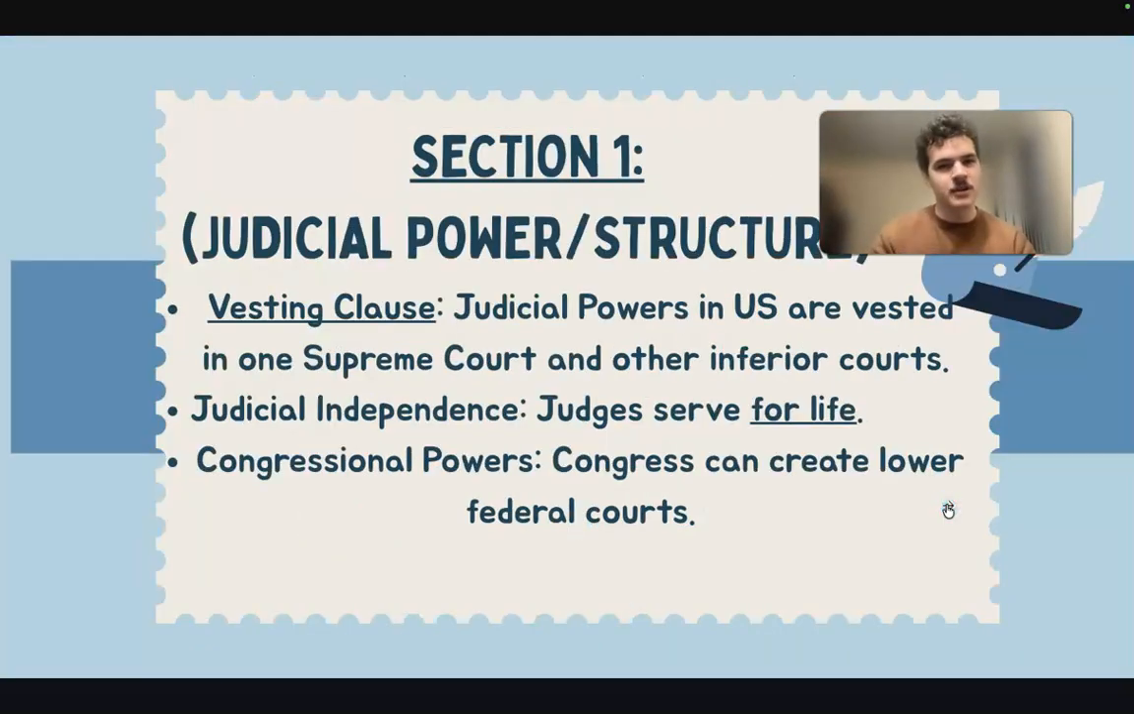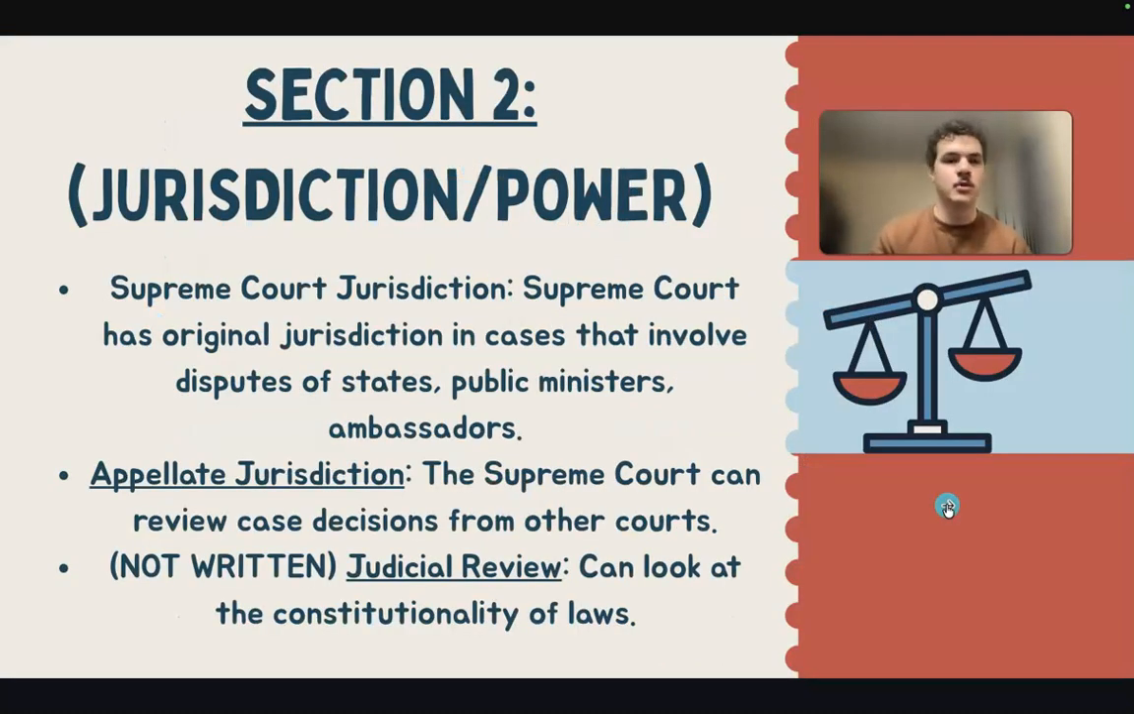Section 1, so there's 3 sections in Article 3. The first section is judicial power and structure. We have the vesting clause, judicial independence, and congressional power. The vesting clause says the judicial power in the U.S. is vested in one Supreme Court and other inferior courts. Judicial independence means judges serve for life, and congressional power means Congress can create lower federal courts.